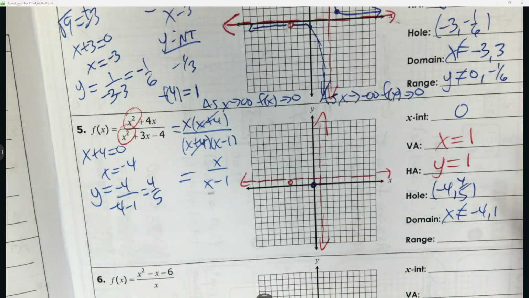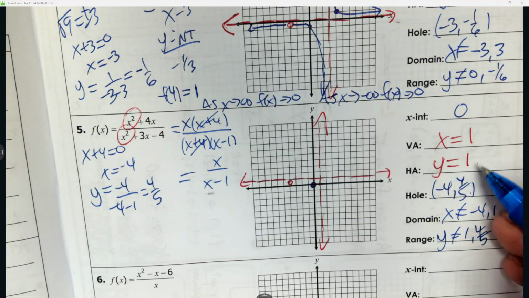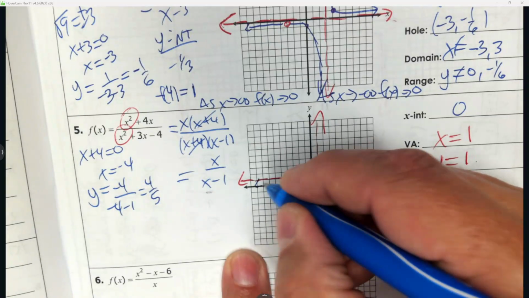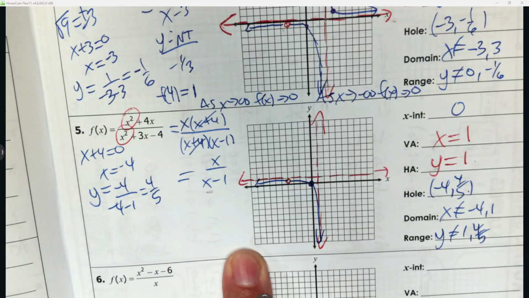And that also would mean the range of what y can equal, 4/5. So positive 1 and 4/5, the y values. All right, draw the curve here, connect the hole and the point, and the ends go to the asymptotes.